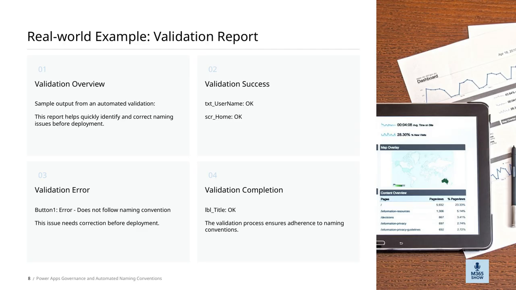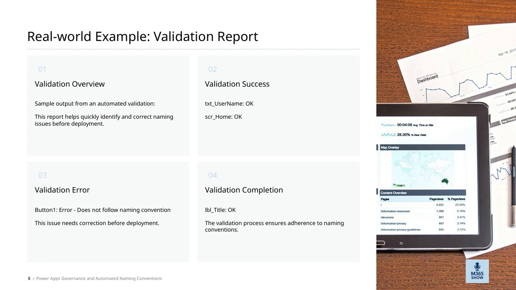In this example, there's a button labeled Error, does not follow naming convention, indicating that this particular item needs correction prior to deployment. This helps us quickly identify what needs to be fixed. On the other hand, some items, like the username and home screen, are marked as OK, meaning they meet the standards and don't require any changes.